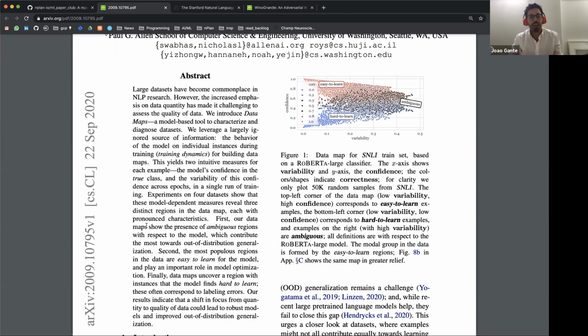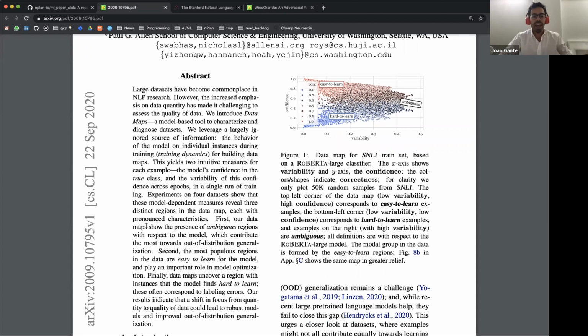I have pretty much summarized the core of the paper. So they created this map. With this map, they created 3 regions for your data set. And the second half of the paper is pretty much what you can do with these 3 regions.